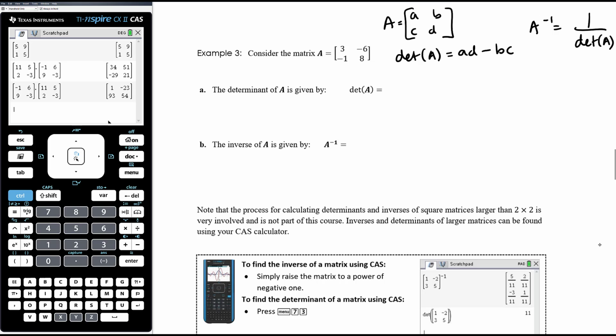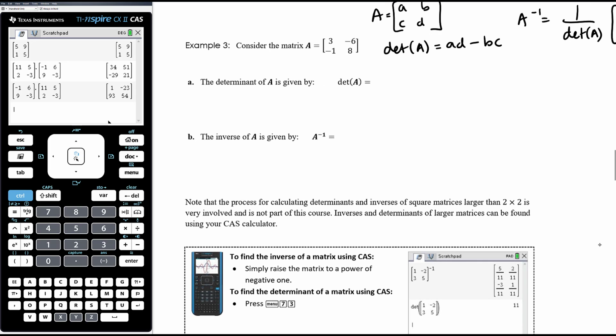Okay, so let's execute that for a numeric situation. The determinant of A is ad, which is these two numbers multiplied together, 3 times 8, minus bc, which is these two numbers multiplied together, negative 6 times negative 1. So it's just 24 minus 6, which is 18. That doesn't equal 0, so therefore we can calculate the inverse.